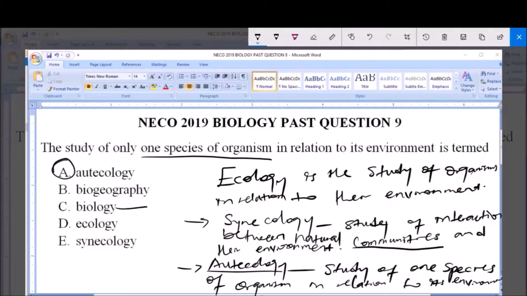Now biology here is simply the study of what? Life. The study of life is biology here. So the answer to this question is what? Option A, horticulture.